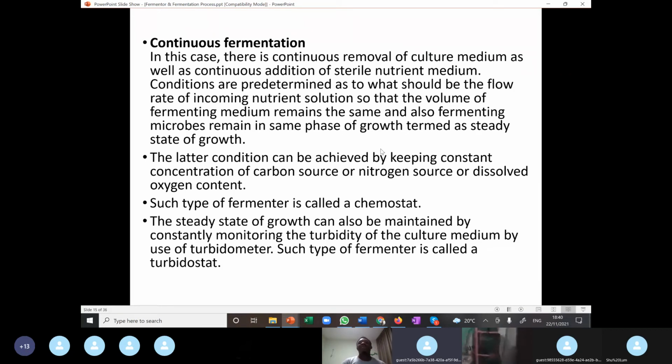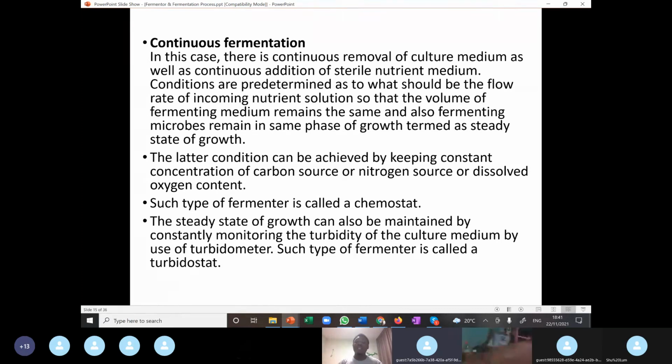Continuous fermentation is an extension or an elaboration of semi-continuous fermentation. In this case, we continuously supply, unlike in semi-continuous where we will halt at one point, remove this and add this. We are continuously adding fresh nutrients. I'm sorry, the starter culture. We are continuously harvesting end products. We are continuously removing waste from the medium.